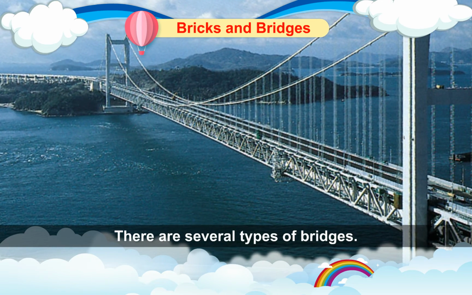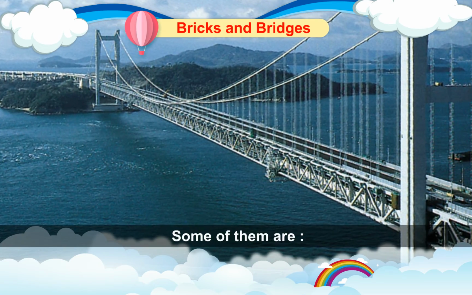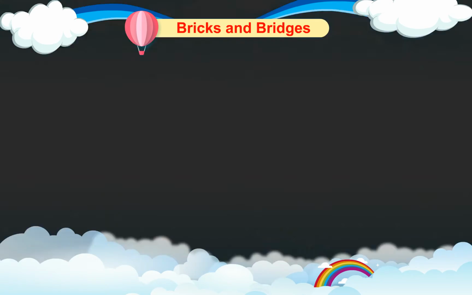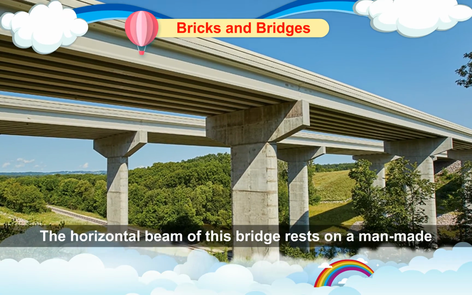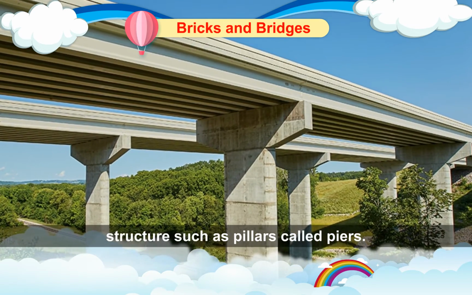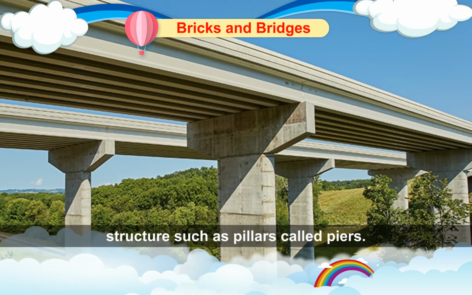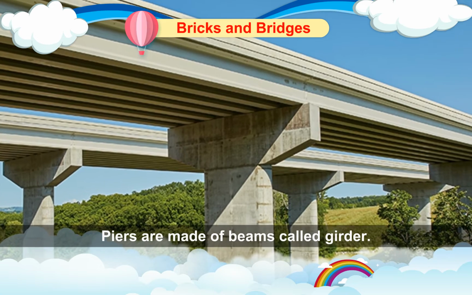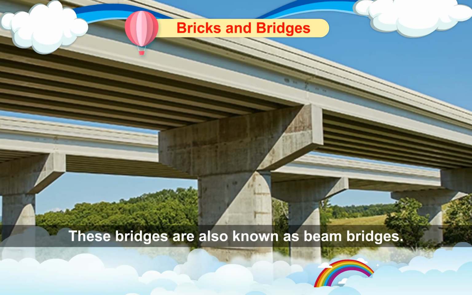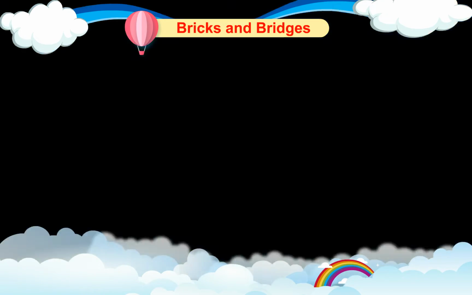There are several types of bridges. Some of them are girder bridges. The horizontal beam of this bridge rests on a man-made structure such as pillars called piers. Piers are made of beams called girder. These bridges are also known as beam bridges.